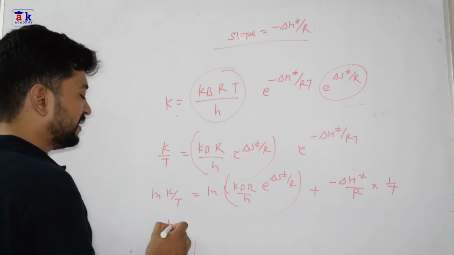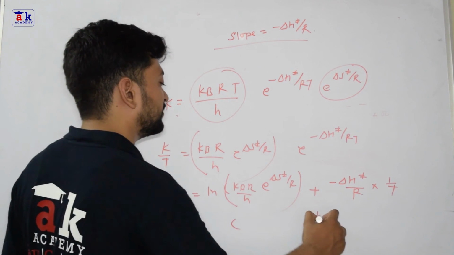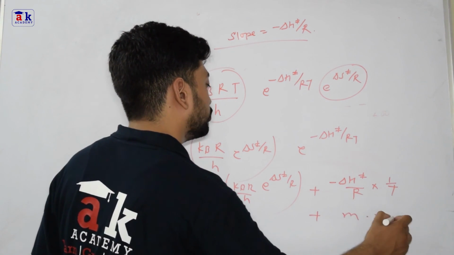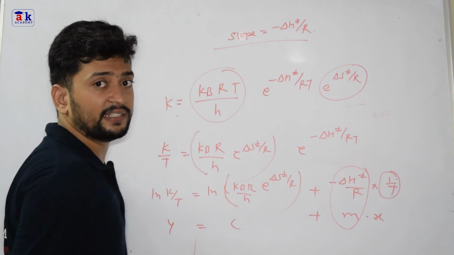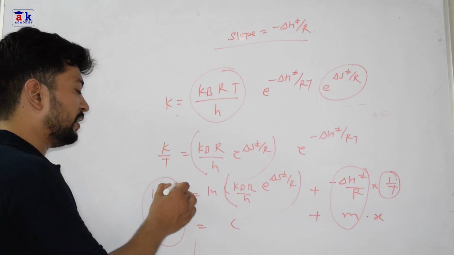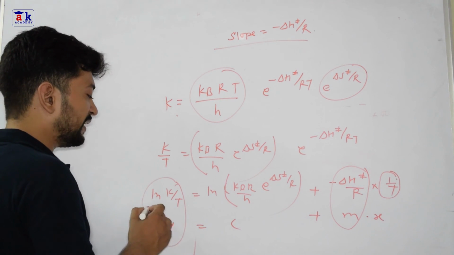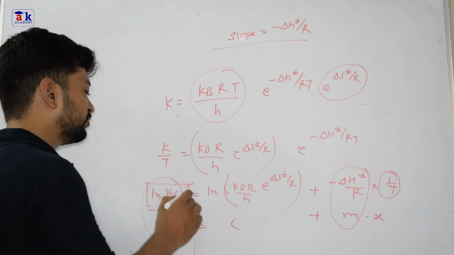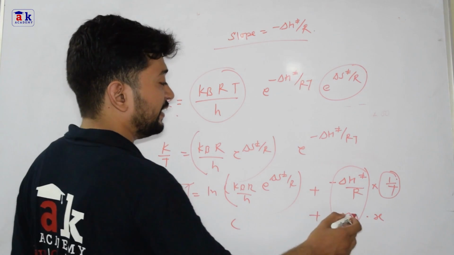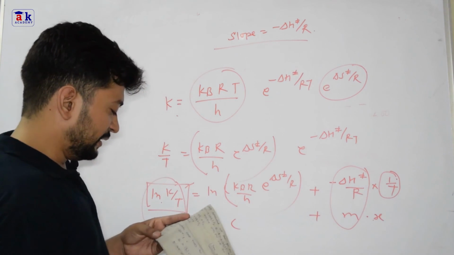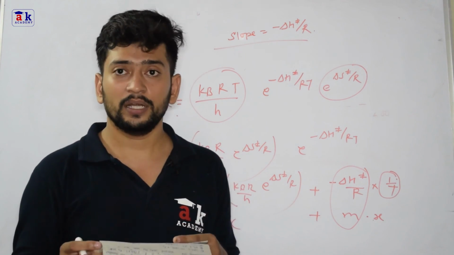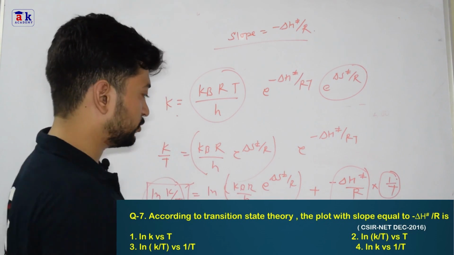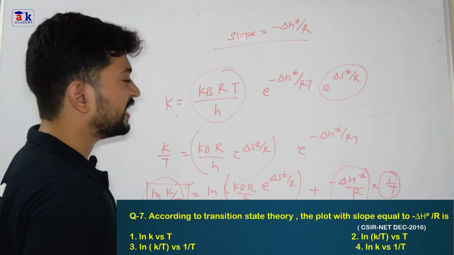So I can write it in the form of y is equal to mx plus c, right? So what we have, x is equal to 1 by T and m is minus delta H dagger upon R, and y is equal to ln k by T, right? So we can say the coordinates are y as ln k by T and x as 1 by T. So now let's see. In the third option, we have ln k by T versus 1 by T. So this will be the correct answer. So third is the correct answer.